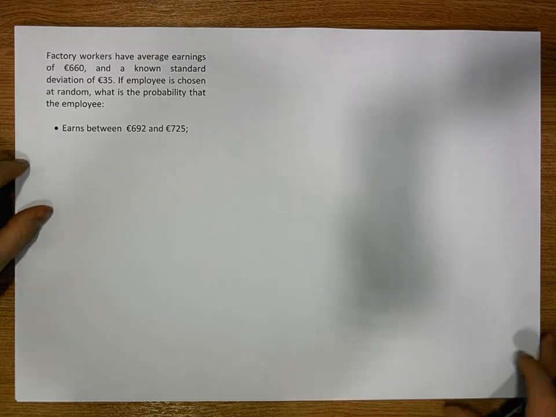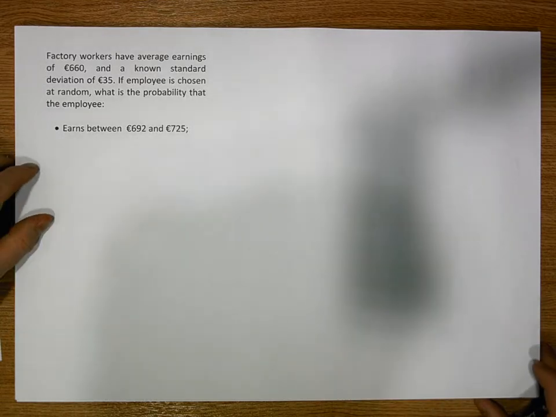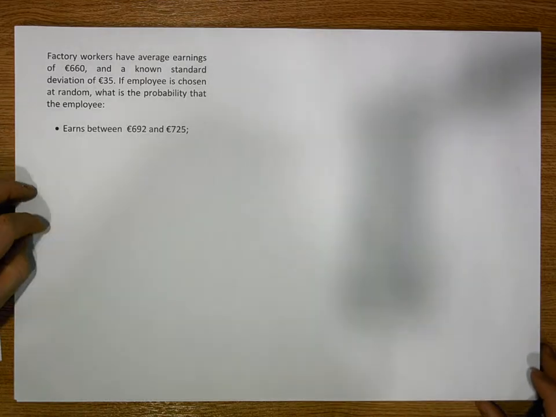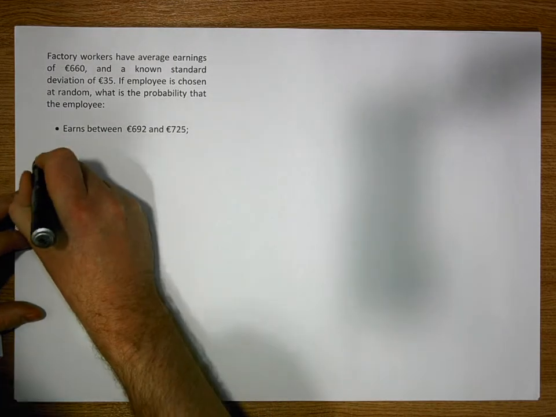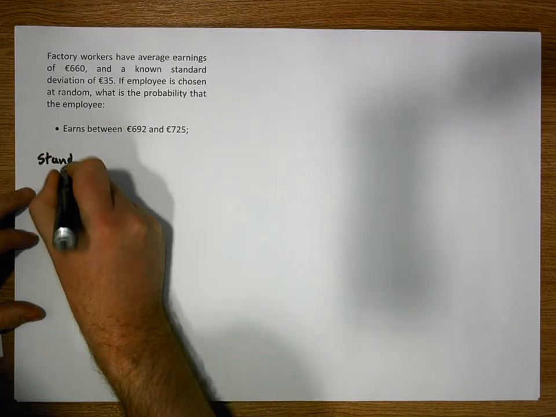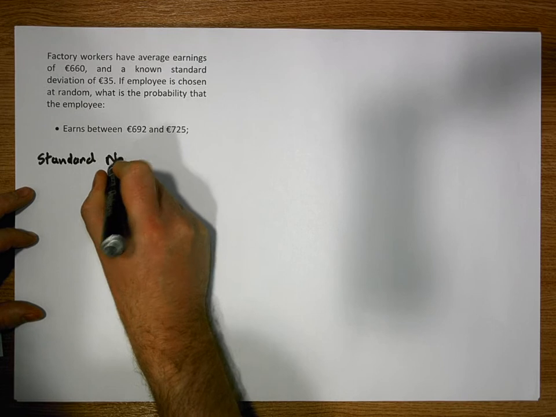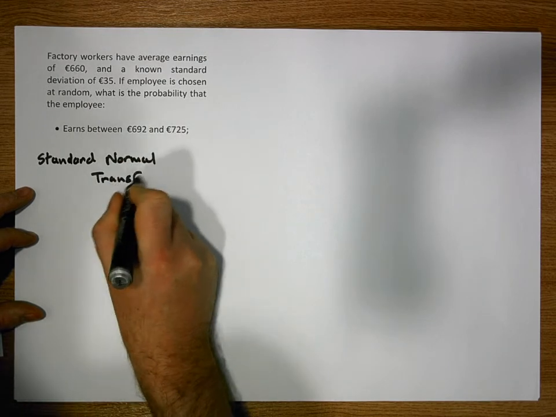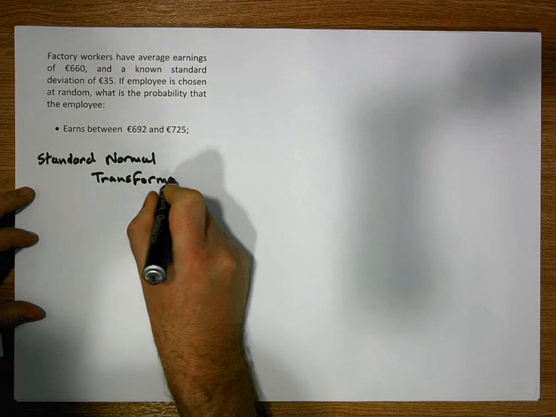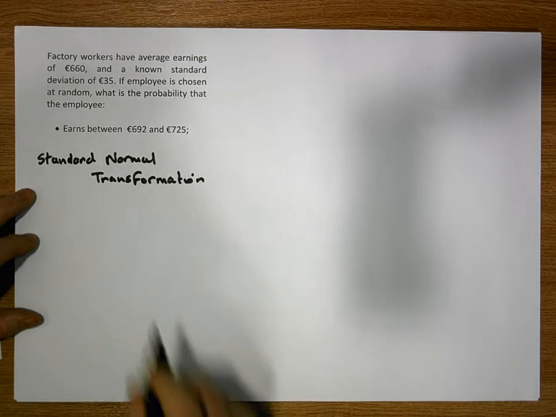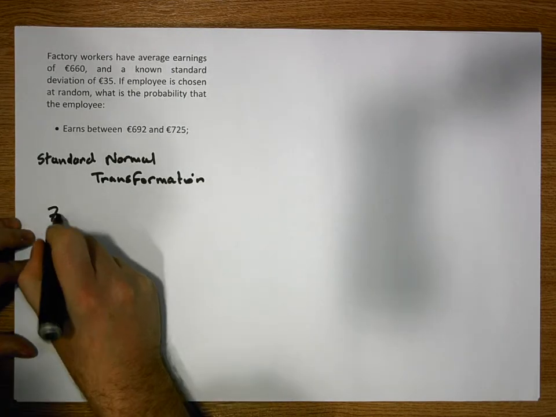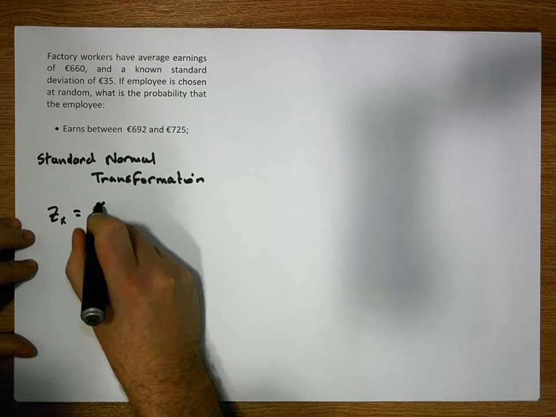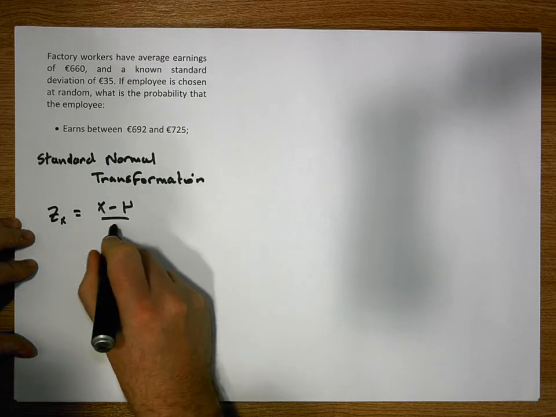And this short video is going to deal with the application of the standard normal transformation. Okay, so what we're going to concentrate on is the standard normal transformation. Let's just familiarize ourselves with the transformation formula. The transformation formula says that z of x is equal to x minus mu all over sigma.